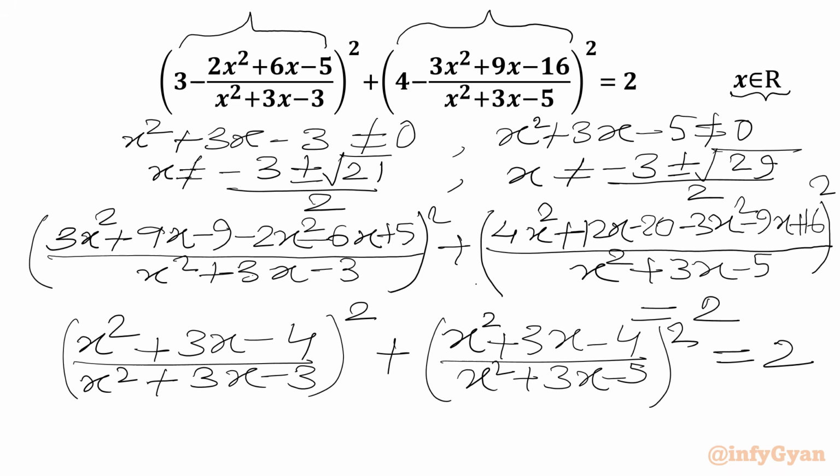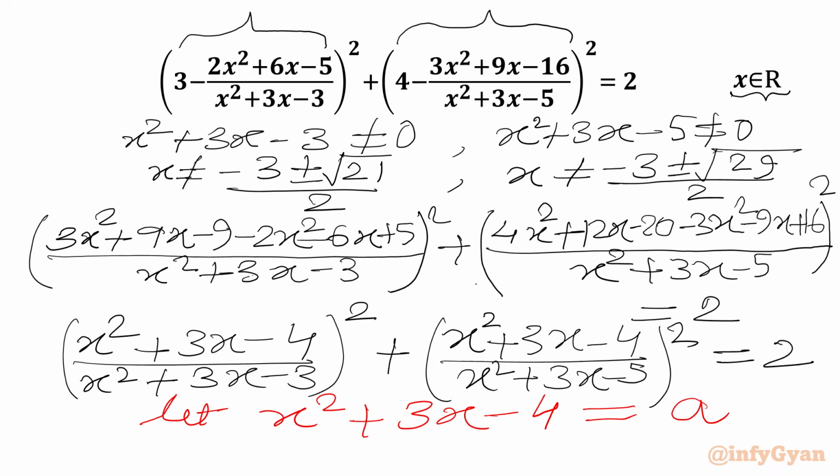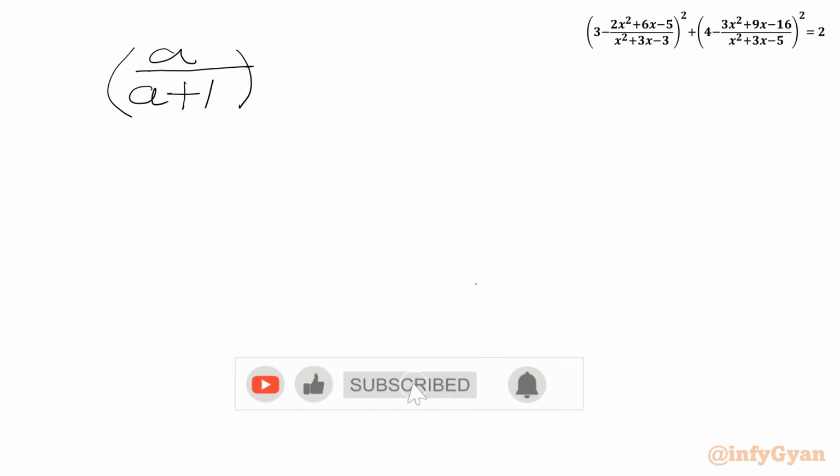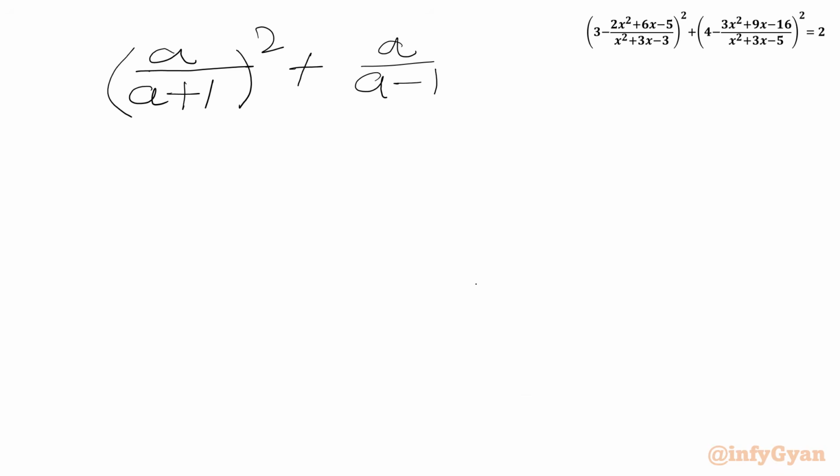So let us consider numerator. Let me write here x square plus 3x minus 4. Suppose this is equal to a. So denominator will become a plus 1 and a minus 1. So we can write our equation in a over a plus 1 whole square plus a over a minus 1 whole square equal to 2.